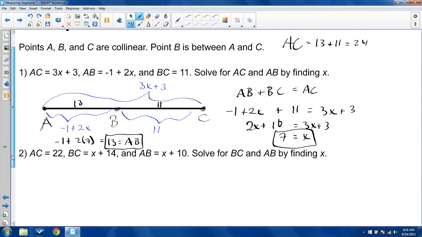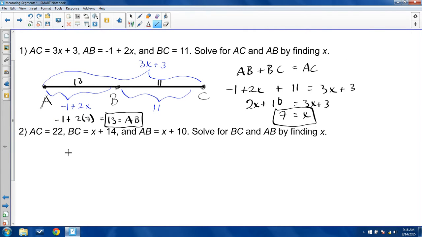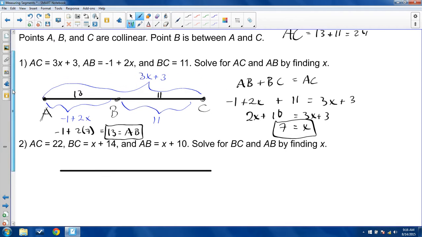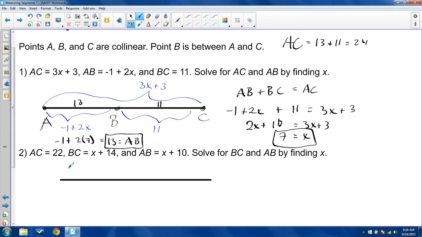Okay, number 2. AC is 22 units long. BC is x plus 14 units long, and AB is x plus 10 units long. We're falling under the same assumption that we're setting it up like this. So A, B, and C, one more time. And if you take a look at number 1 again, AB was shorter than BC by appearance, right? The distance from here to here is shorter than here to here. But if the number tells you it's longer, then it's longer. Okay? So AC is 22. BC is x plus 14, and AB is x plus 10.